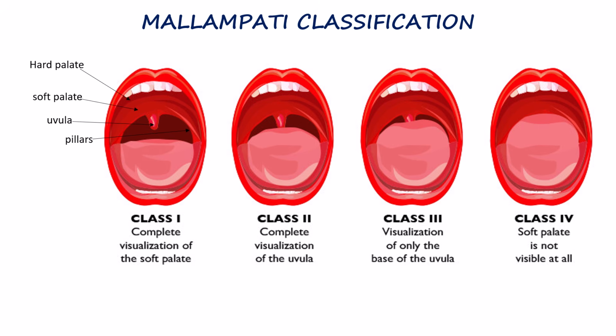In Class 1, the soft palate, fauces, uvula and pillars are visible. In Class 2, the soft palate, fauces, and uvula are visible, but the pillars are not. In Class 3, only the soft palate and base of the uvula are visible. In Class 4, only the hard palate is seen. Progressively higher classes correlate with reduced oropharyngeal space and a greater likelihood of a difficult laryngoscopic view.